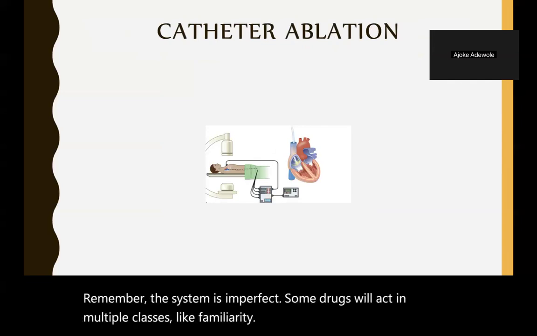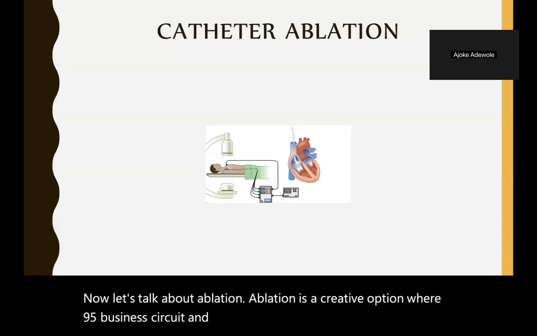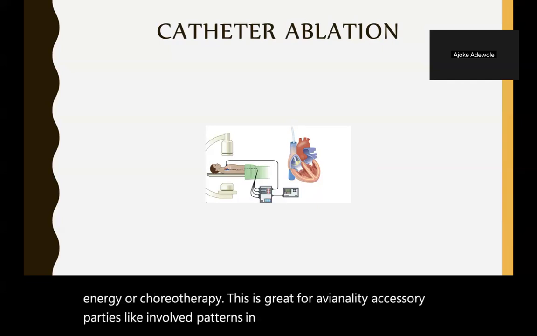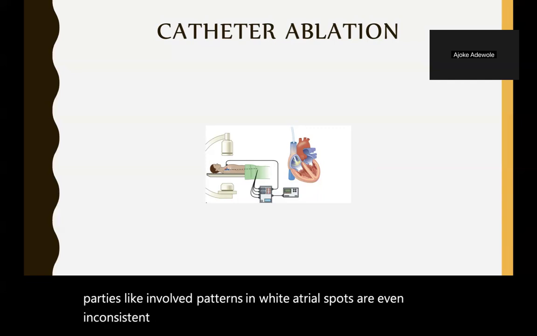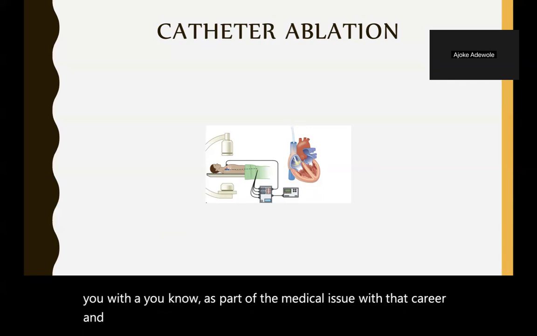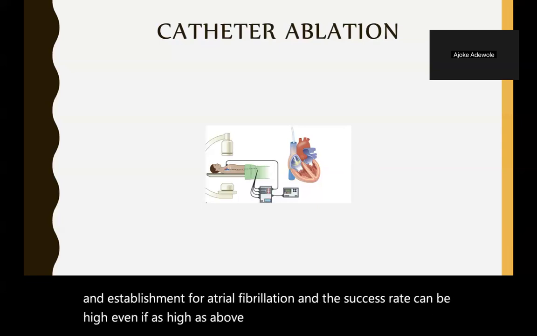Now, let's talk about ablation. Ablation is a curative option. We identify the faulty circuit and then we zap it with radiofrequency energy or cryotherapy. It is great for AVNRT, accessory pathways like in Wolff-Parkinson-White, atrial flutter, and even in persistent AF. So you would find some patients that come to you who have had cardiac ablation for atrial fibrillation, and the success rates can be high, even above 95% for AVNRT.